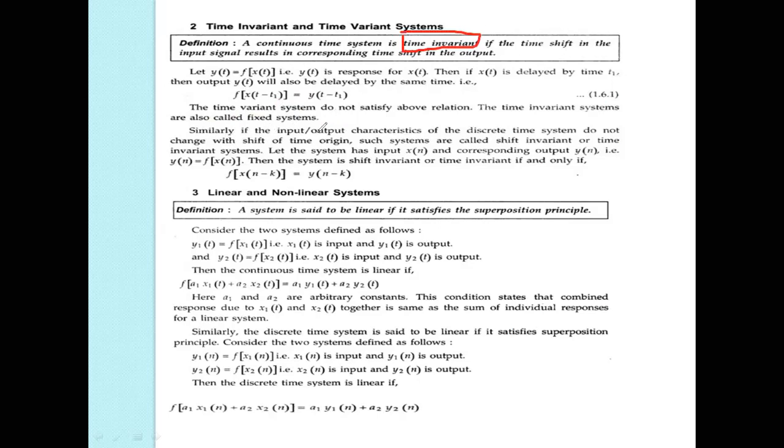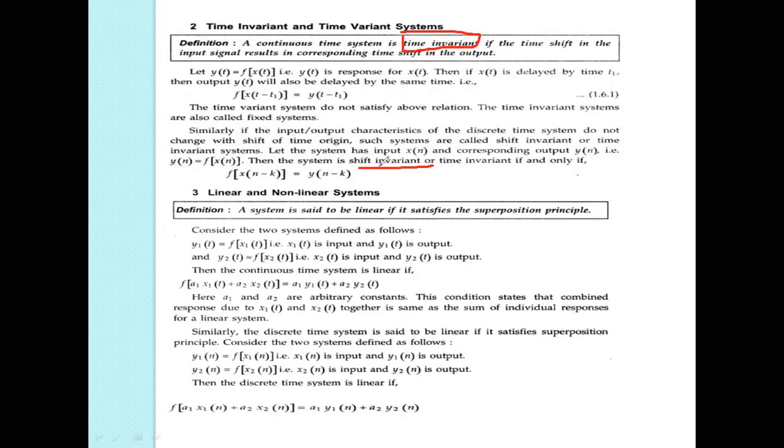Okay. Similarly, if the input and output characteristics of a discrete time system do not change with a shift of the time origin, such systems are called shift invariant or time invariant systems. Let the system have input x of n and corresponding output y of n. The y of n is a function of x of n. Then the system is shift invariant. Here the time invariant I am calling.